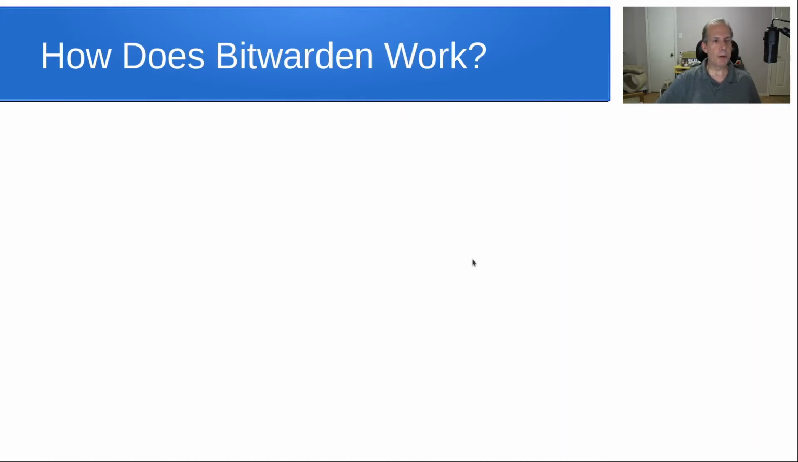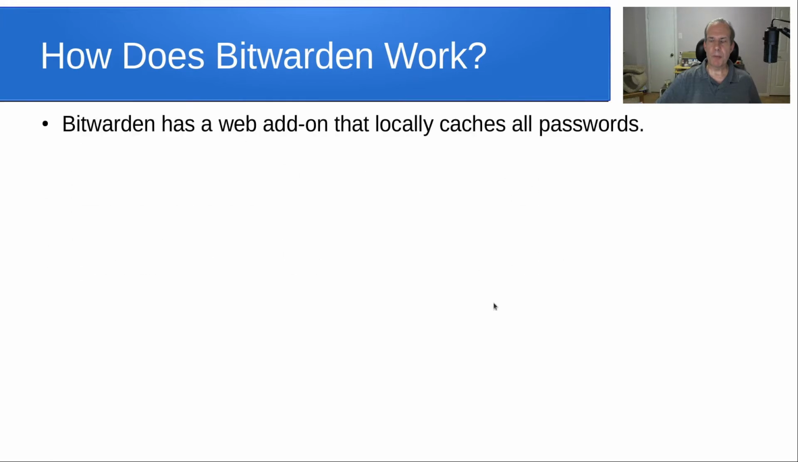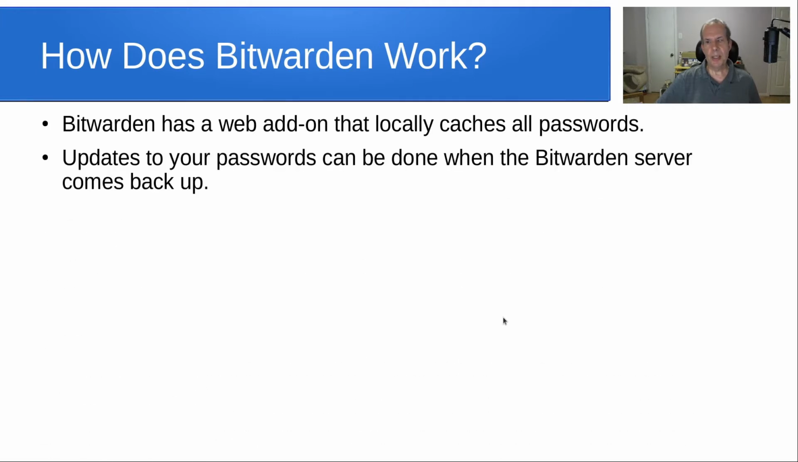So how does Bitwarden work? Well, Bitwarden has a web add-on that locally caches all passwords. It tracks updates to your passwords that can be synced when the Bitwarden server comes back up in the event that the Bitwarden server is down. So you don't have to worry if your server's down, you still have access to your passwords.